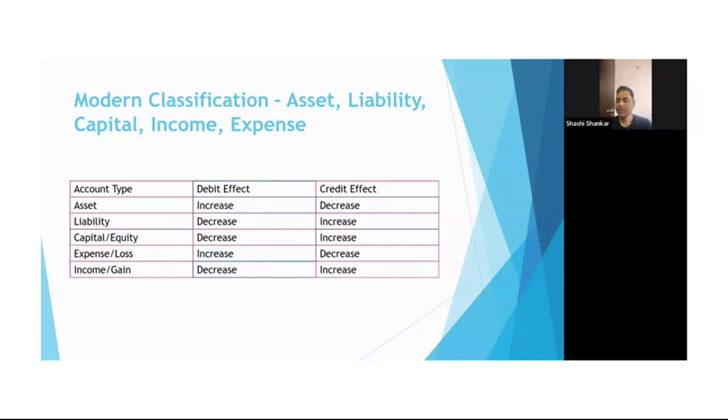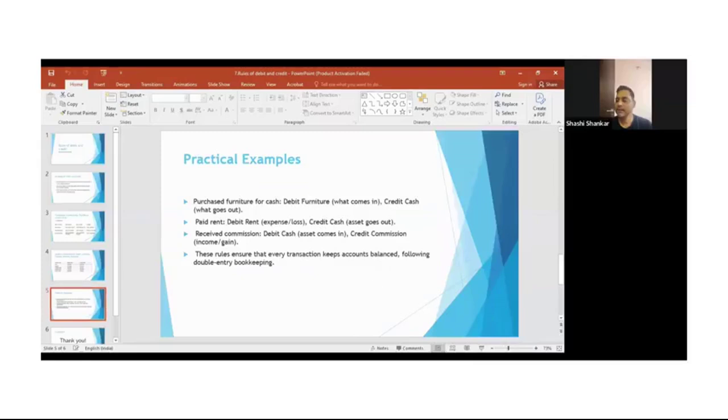So as far as expense is concerned, any increase or decrease has its debit and credit effect. If expense increases, debit effect. If expense decreases, credit effect. Same for income and gain: any decrease in income and gain has a debit effect, and any increase has a credit effect. So this is known as the modern classification. Now moving to the next one, some practical examples.